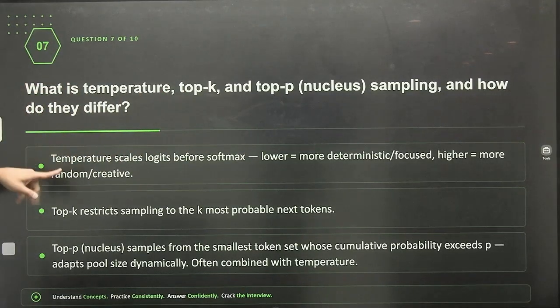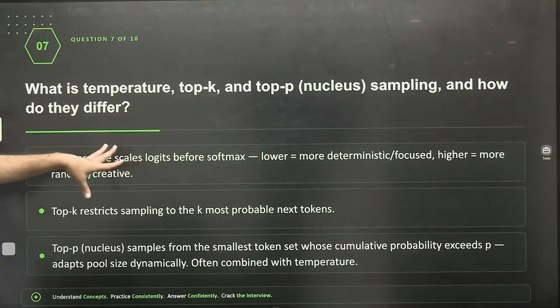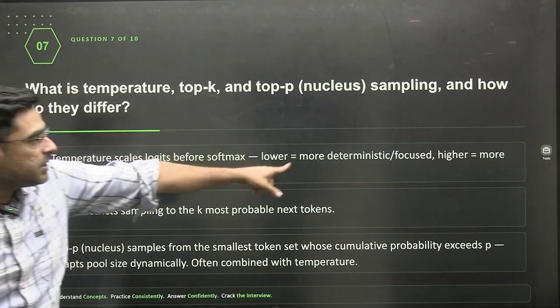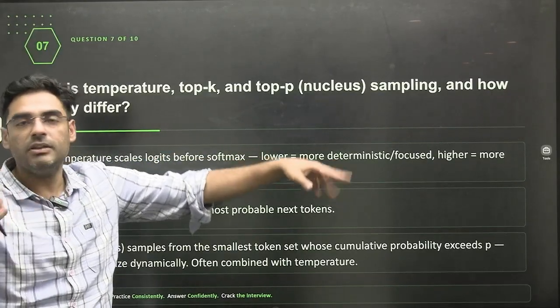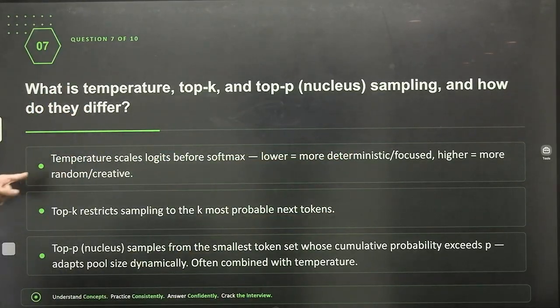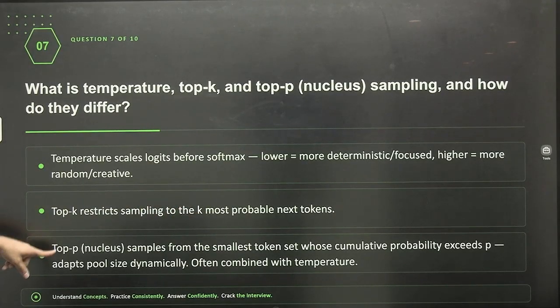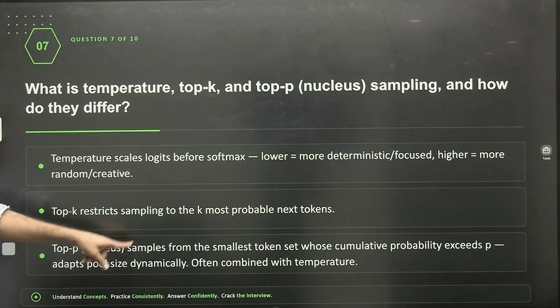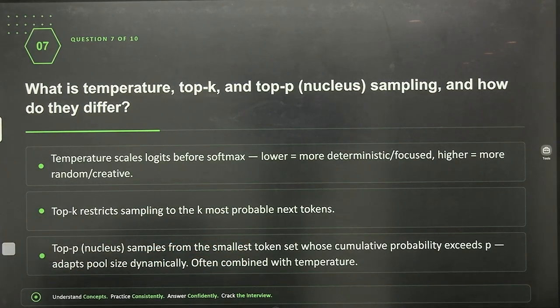So you should just know temperature scales the logits before softmax. Both are activation functions. Okay, and if it is lower, that means it is more deterministic or focused. If the temperature is higher, that means more random or creative. Okay, then top K restricts sampling to the K most probable next tokens, and top P samples from the smallest token set whose cumulative probability exceeds P, adapting the pool size dynamically.